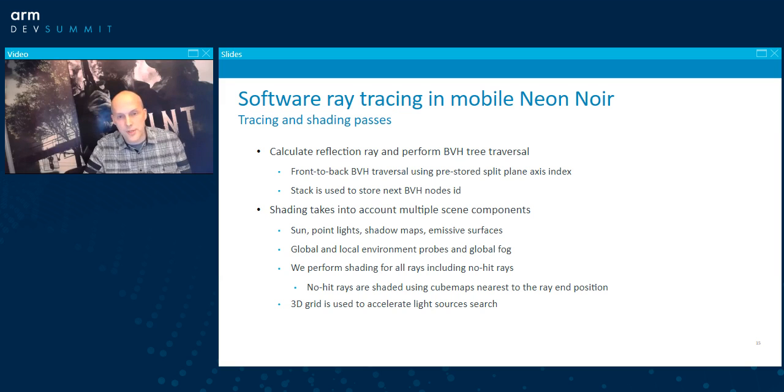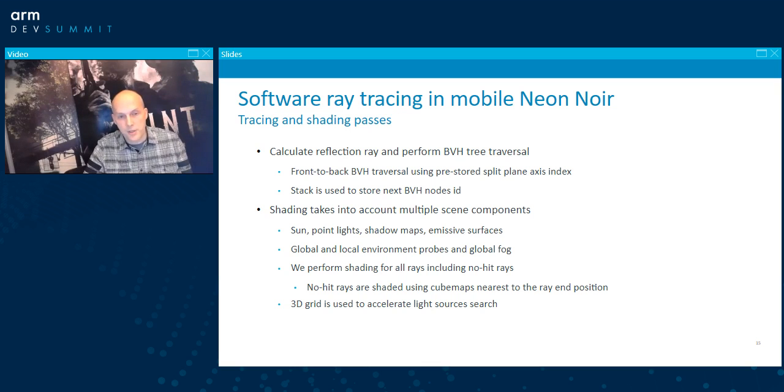Some more details about tracing and shading passes. Since we want to find the closest hit point, it would be more efficient to traverse the tree nodes in sorted front to back order. In order to achieve this, every BVH node keeps the ID of the split plane axis used to subdivide this node. During traversal, this ID is used to quickly find out which child has to be visited first, and as a result we get a massive reduction in the number of nodes traversed.